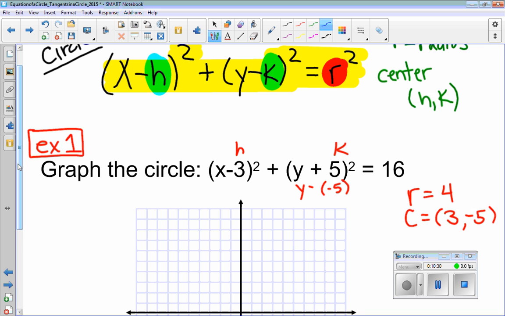That's like the formula. It's like, what's the equation of a line? Y equals mx plus b. You just know what it is. And this is just the equation of a circle. Okay?